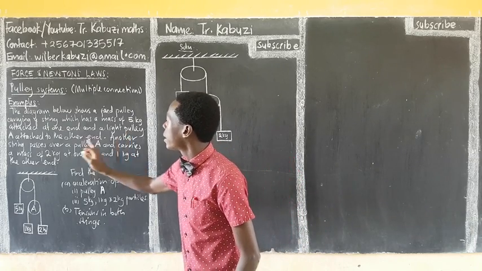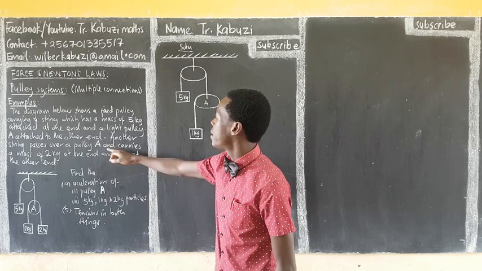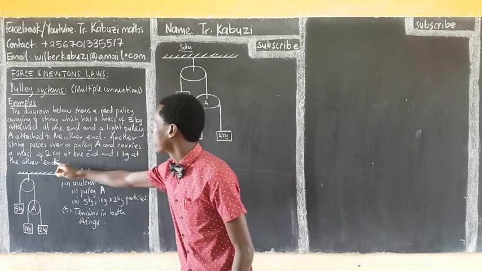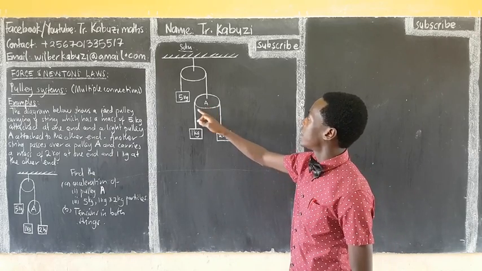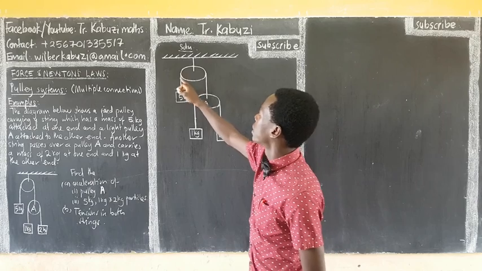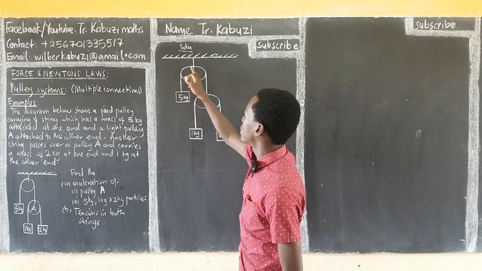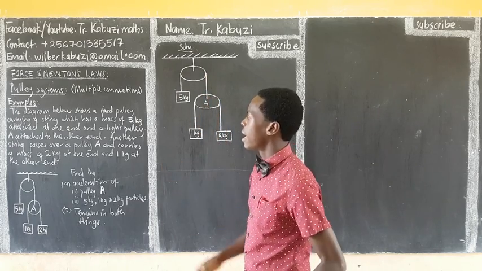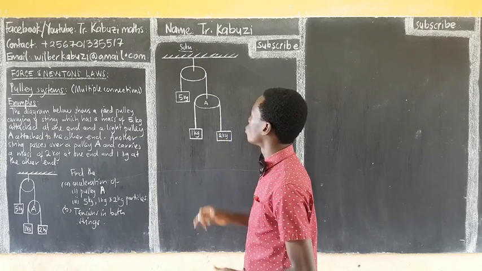Pulley attached to the other end. Another string passes over a pulley B, a pulley A, and carries mass 2 kg and 1 kg at the other end. So this one is carrying another string. So we have 2 strings, the first one and then also the second one, which is passing over this pulley. This one which is passing over it has this, and then this one which is passing over this pulley, it has this 2 kg.